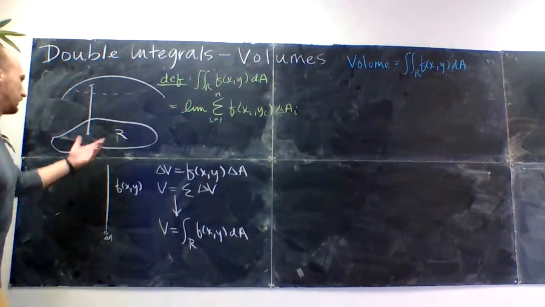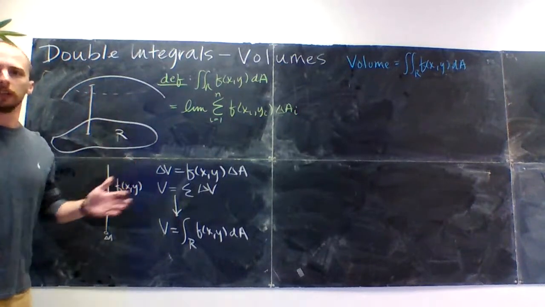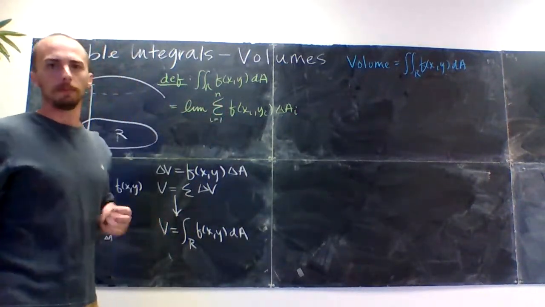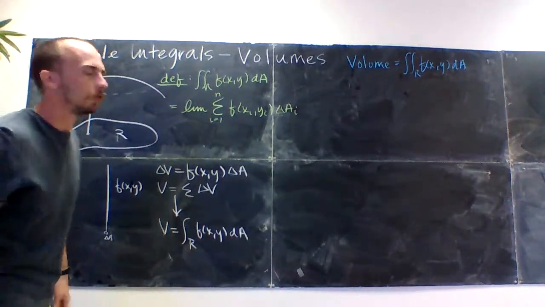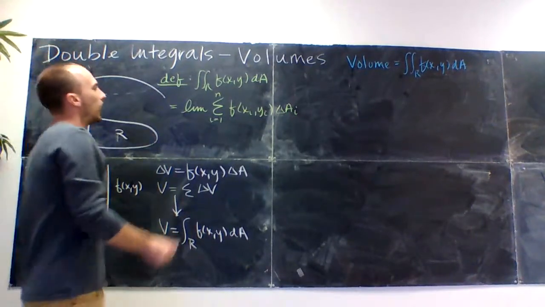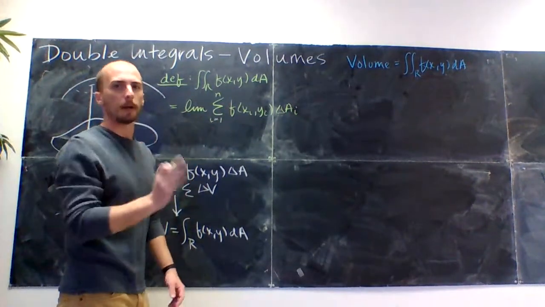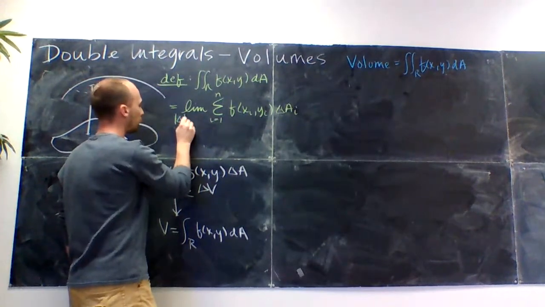But I can't guarantee that I'm going to cut this thing up regularly and that each delta area is going to have the same area. So, each delta area, each respective one. And I'm going to take the limit of this as the norm of my partition goes towards 0.